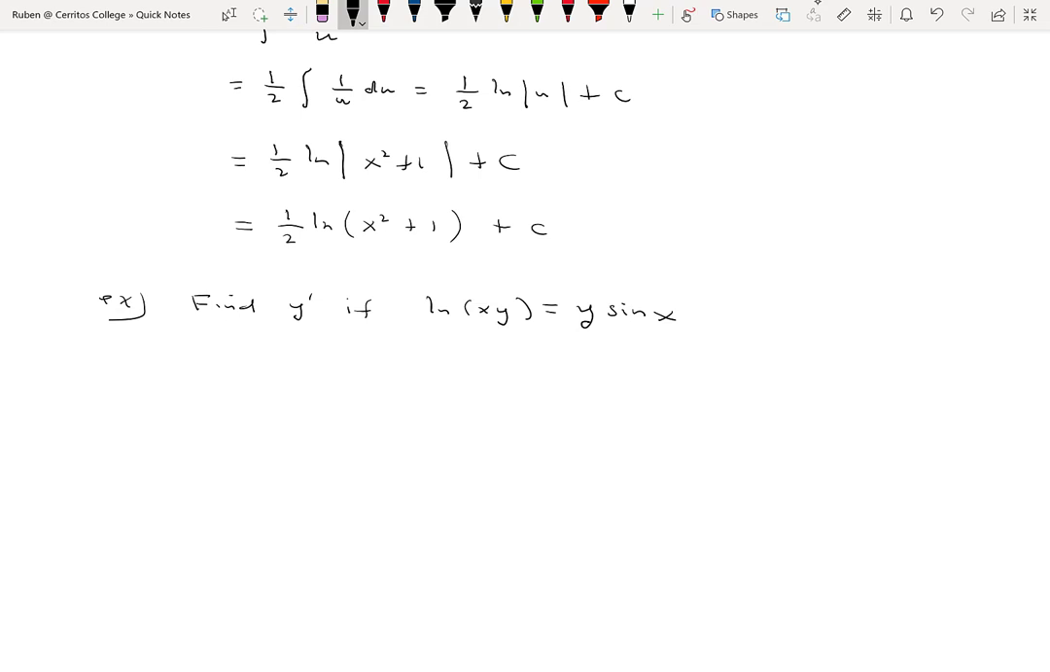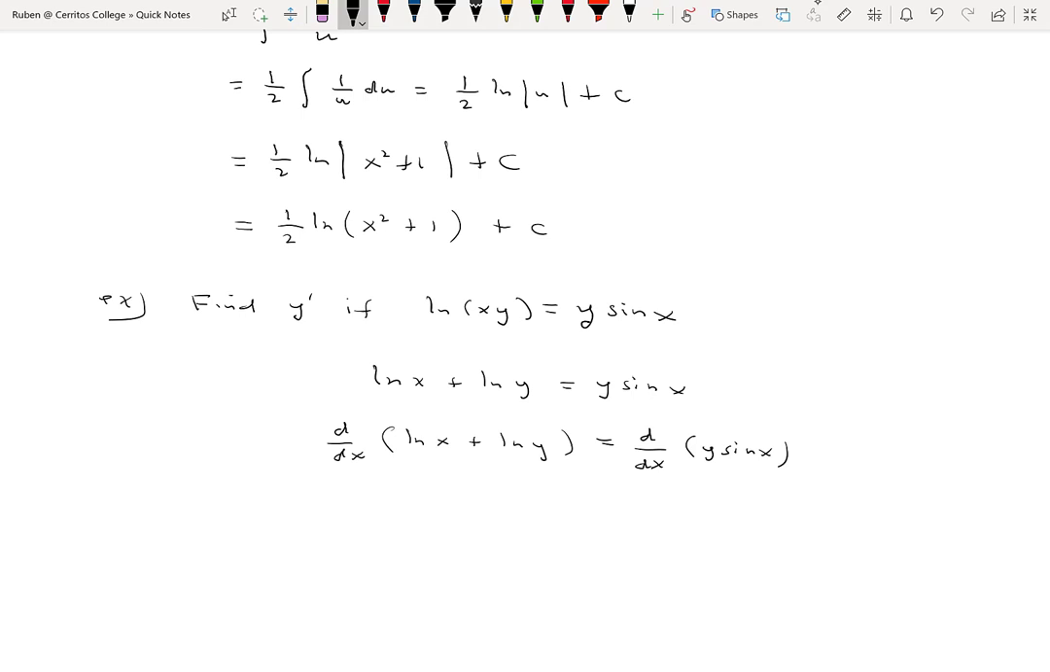We can do one thing, though, before we start. That log of xy can be written as log of x plus log of y by using the first of the three big principles that we looked at. Then we can take the derivative of both sides with respect to x. I can take the derivative with respect to x of log of x plus log of y. I can take the derivative with respect to x of y sine x. All I'm doing for this step is just inserting the differentiation operation.